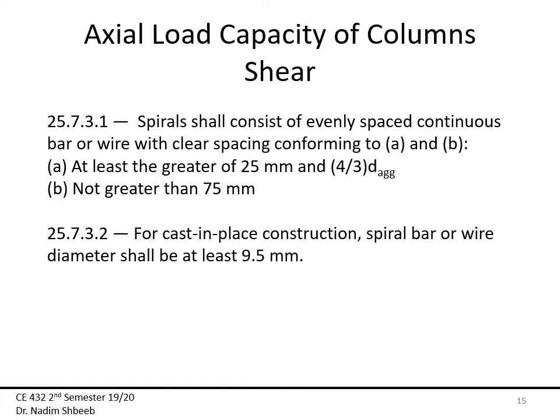Now, if I'm talking about the spirals, again, it's at least 25 millimeters and 4/3 the maximum size of the aggregate, and it should not be greater than 75 millimeters. So the maximum spacing in spirals, or the pitch, should not be more than 75 millimeters, and it should not be less than 25. So the range for the pitch in the spiral is obviously between 25 millimeters and 75 millimeters. The only time the 4/3 diameter of the aggregate plays a role is if it's between 25 and 75.